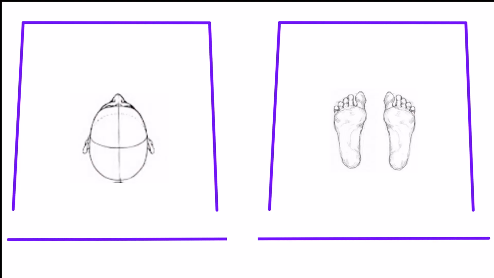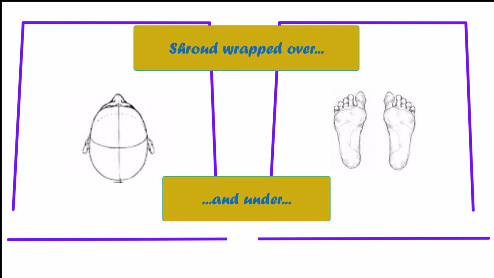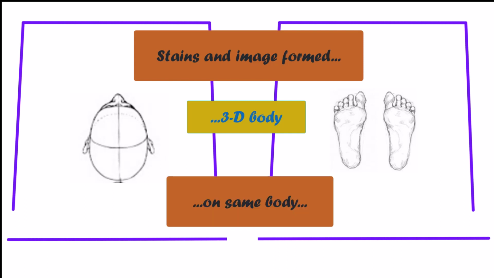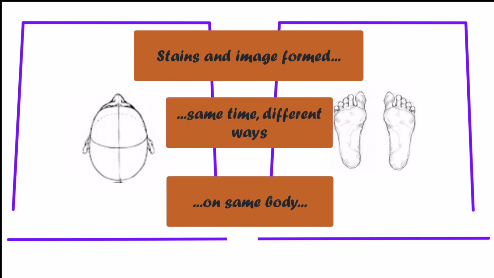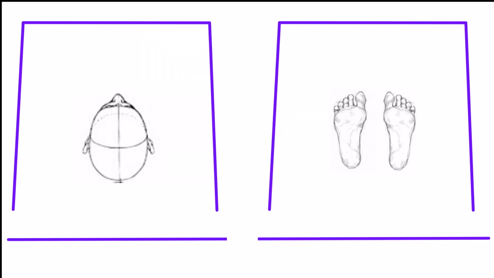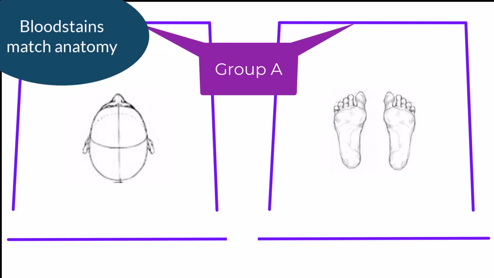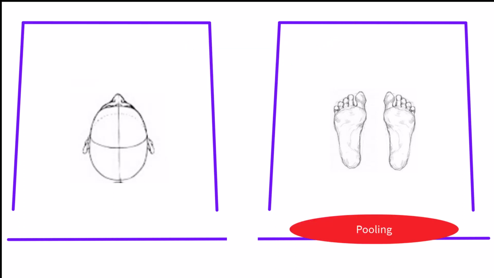Consider these simplified figures of a cloth draped on a body. A straightforward explanation is that the cloth wrapped over and under a 3D body, and the stains and image were formed while on the same body at about the same time, but through different mechanisms. That would explain everything, wouldn't it? The top plane is Group A, where the stains and anatomy match just as if the shroud wrapped a 3D body. This idea is supported by the pooling around the waist and feet, gravity acting on a bloody corpse.